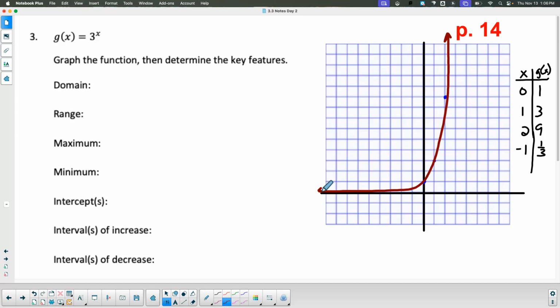What is domain again? X values. What are the x values that I can put into this function? It's all real numbers, because it's going in both directions. It's a continuous function. Now, if I wanted to put all real numbers in interval notation, it's negative infinity to positive infinity.